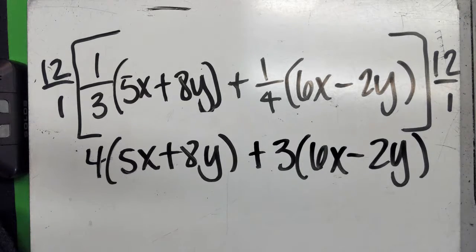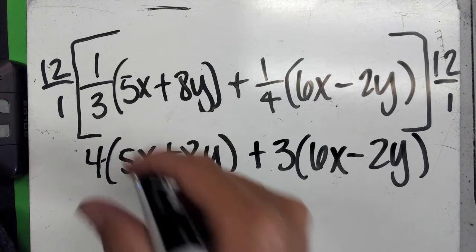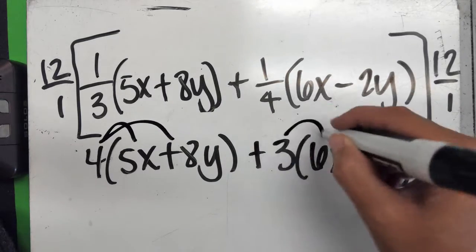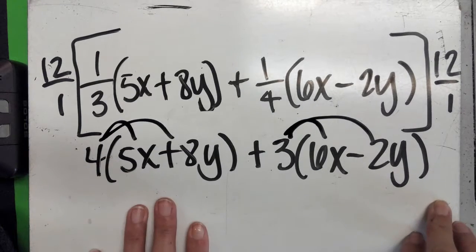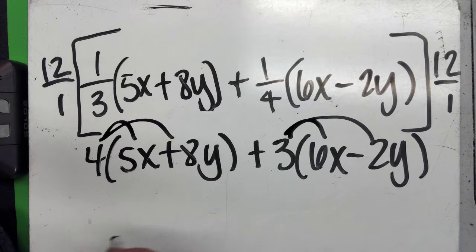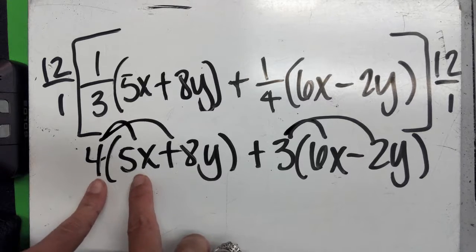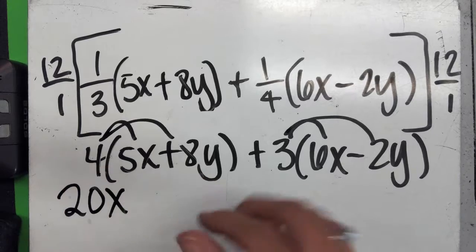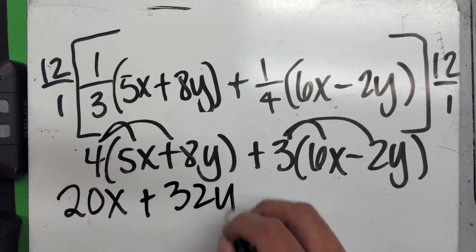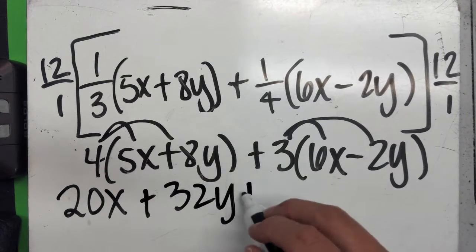Alright, Darrell, what do I do from here? Distribute. Very good. Alright. Daniel, what do I do, or what's going to be this whole thing once I distribute? Now you can do this. 4 times 5. 20. Very good. 32. Very good.